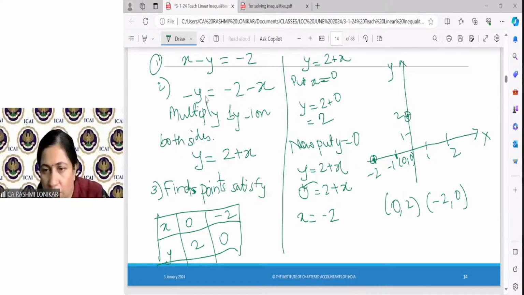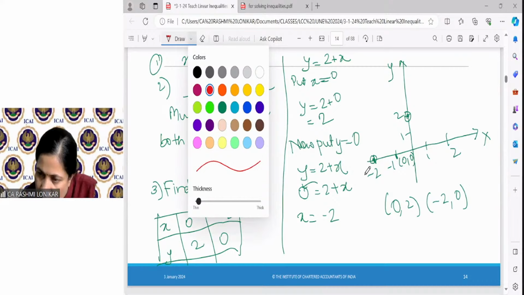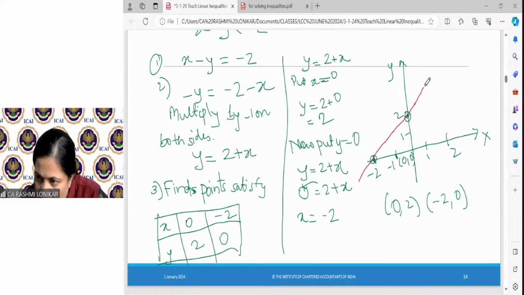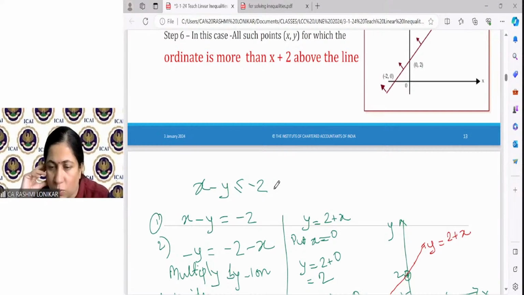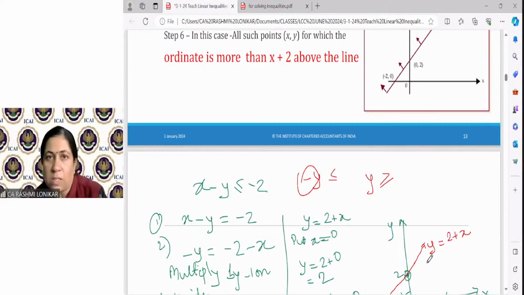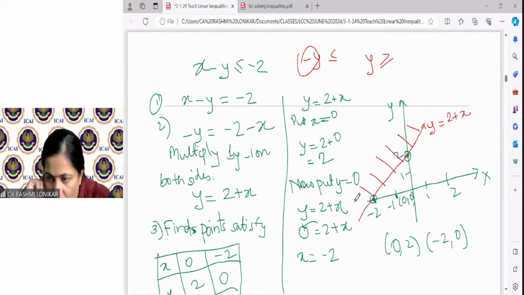So when I draw the line, what will I get? This is y is equal to 2 plus x. This is my line. Now what is the condition? x minus y is less than or equal to 2. Here minus y is less than or equal to. So when I make it plus y, it will be greater than or equal to. Because I'm changing the sign of y from minus to plus, less than will become greater than. So what is the area that satisfies?